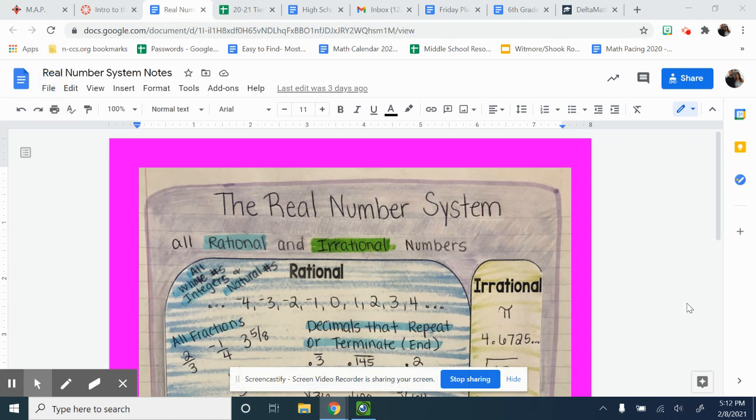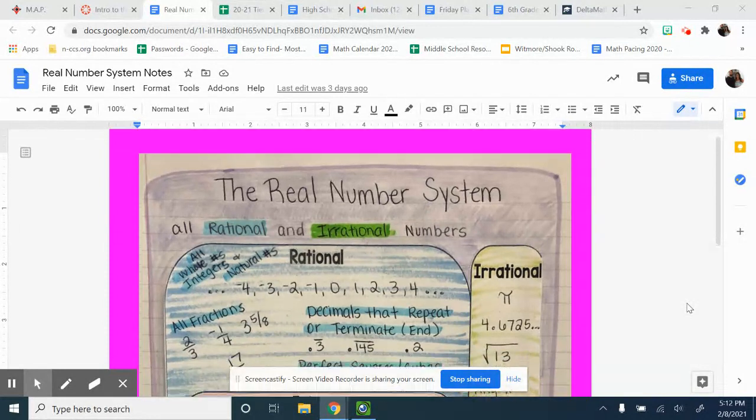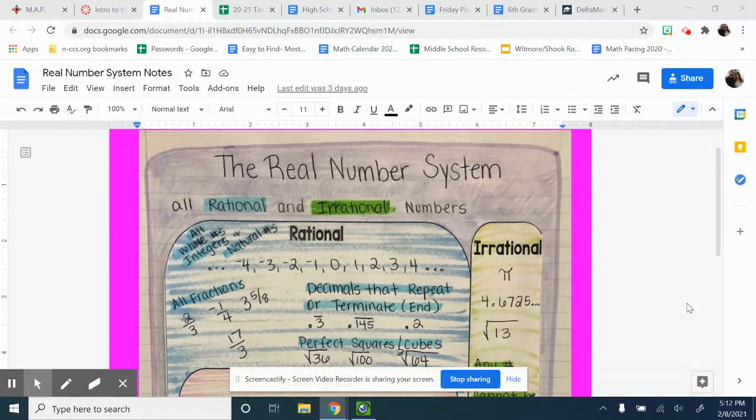Guys, today we're going to talk about the real number system, which is all rational and irrational numbers. Up until this point, all of your education has really been focused around what a rational number is. Well, a rational number is pretty much any number that can end up being written like a fraction, even if that fraction is put over 1.